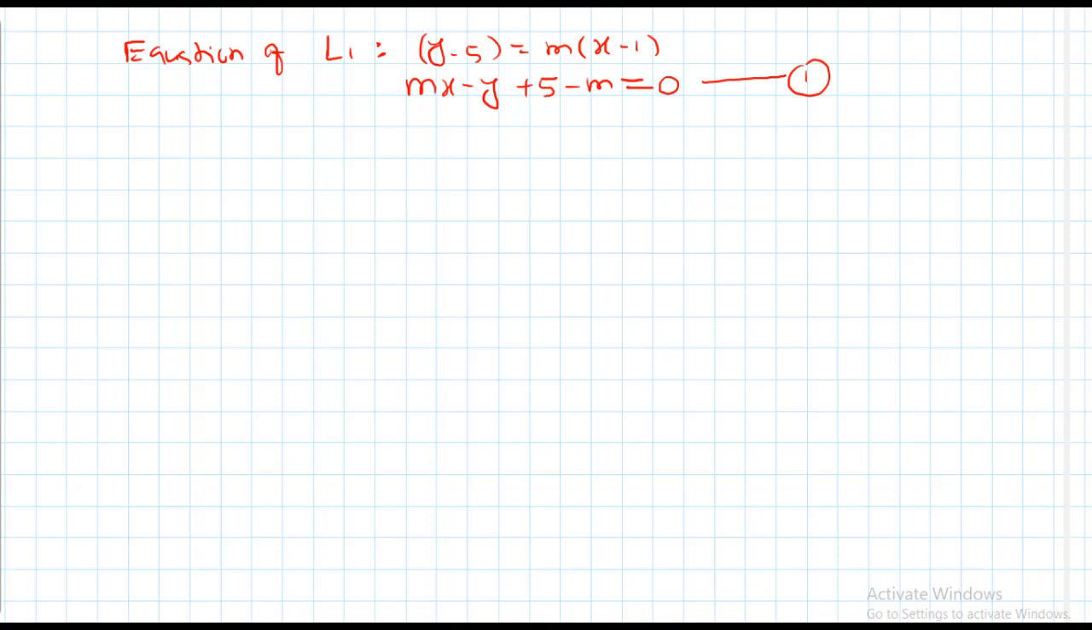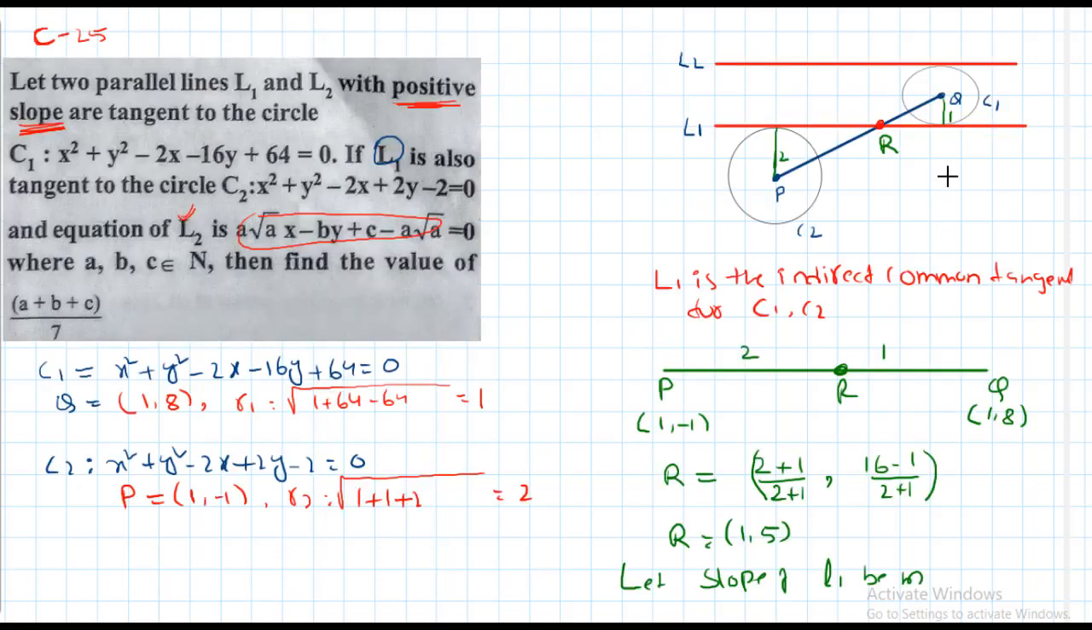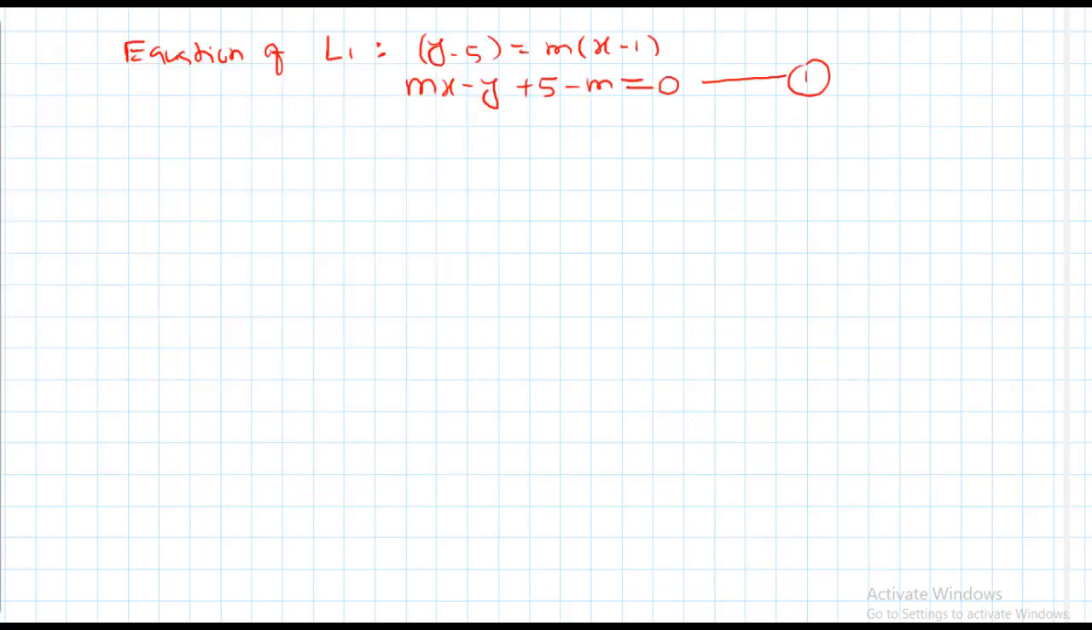Now we need to find the value of m. Observe here, students. This distance is 1 now. The distance is 1 means the distance from L1 to Q is 1. So I want to use that one. Distance from L1 to, so this is Q here.